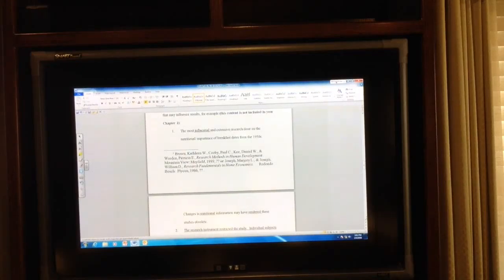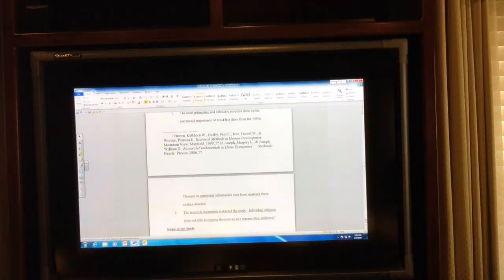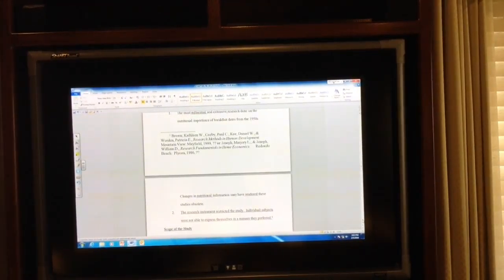The second limitation is one that, again, will be placed in your study because it is always true when you use a survey instrument. The research instrument restricted the study. Individual subjects were not able to express themselves in the manner that they preferred.